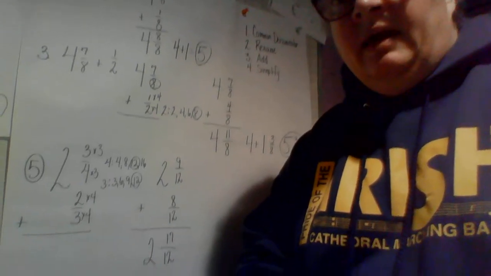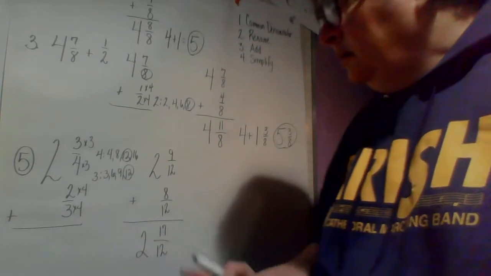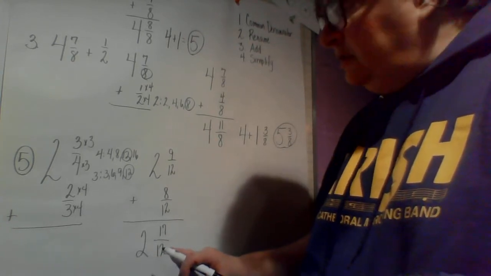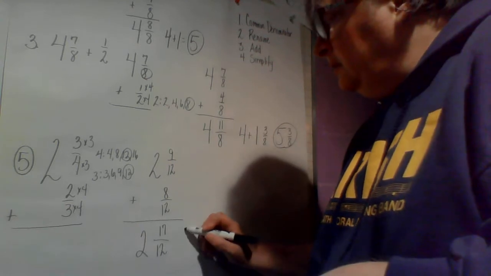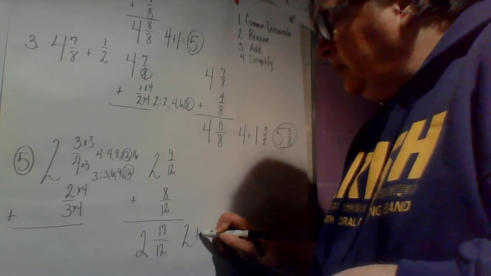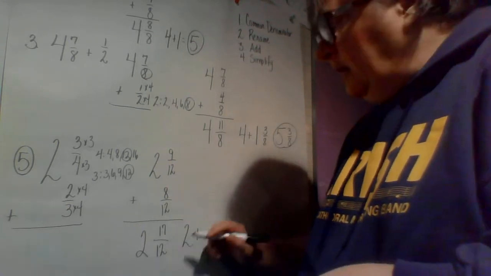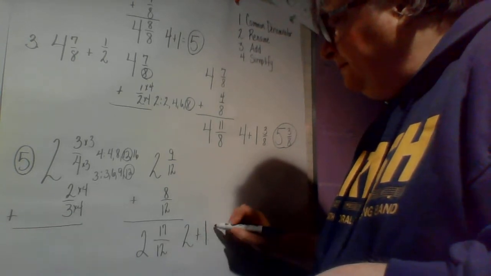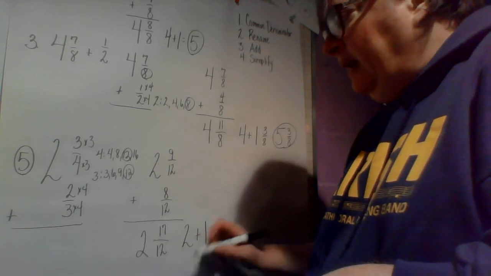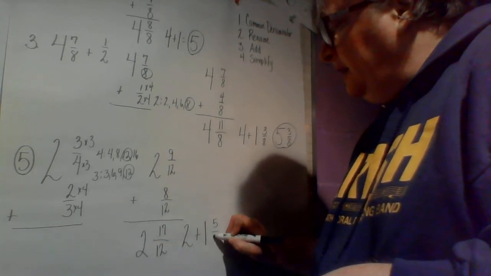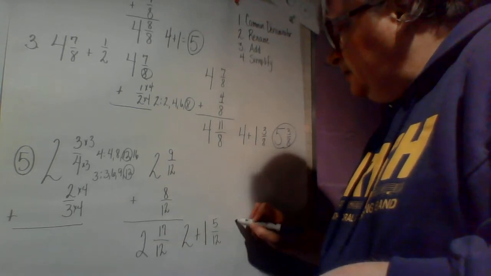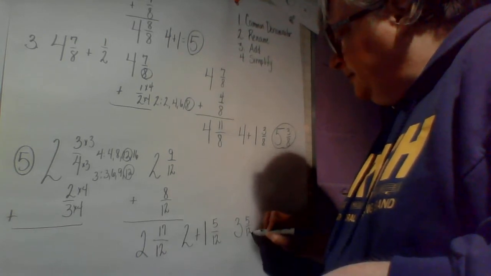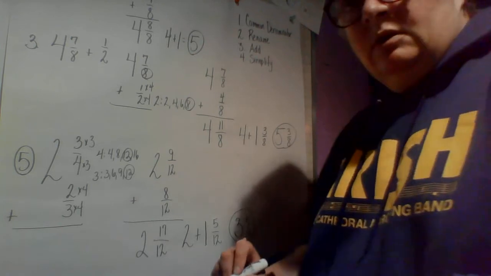Again, we have a mixed number that has an improper fraction, so we're going to fix that. So this would be 2 plus, how many 12s are in 17? 1. Plus, and then that would be 5 left over. 5 twelfths. So this is 3 and 5 twelfths as your answer.